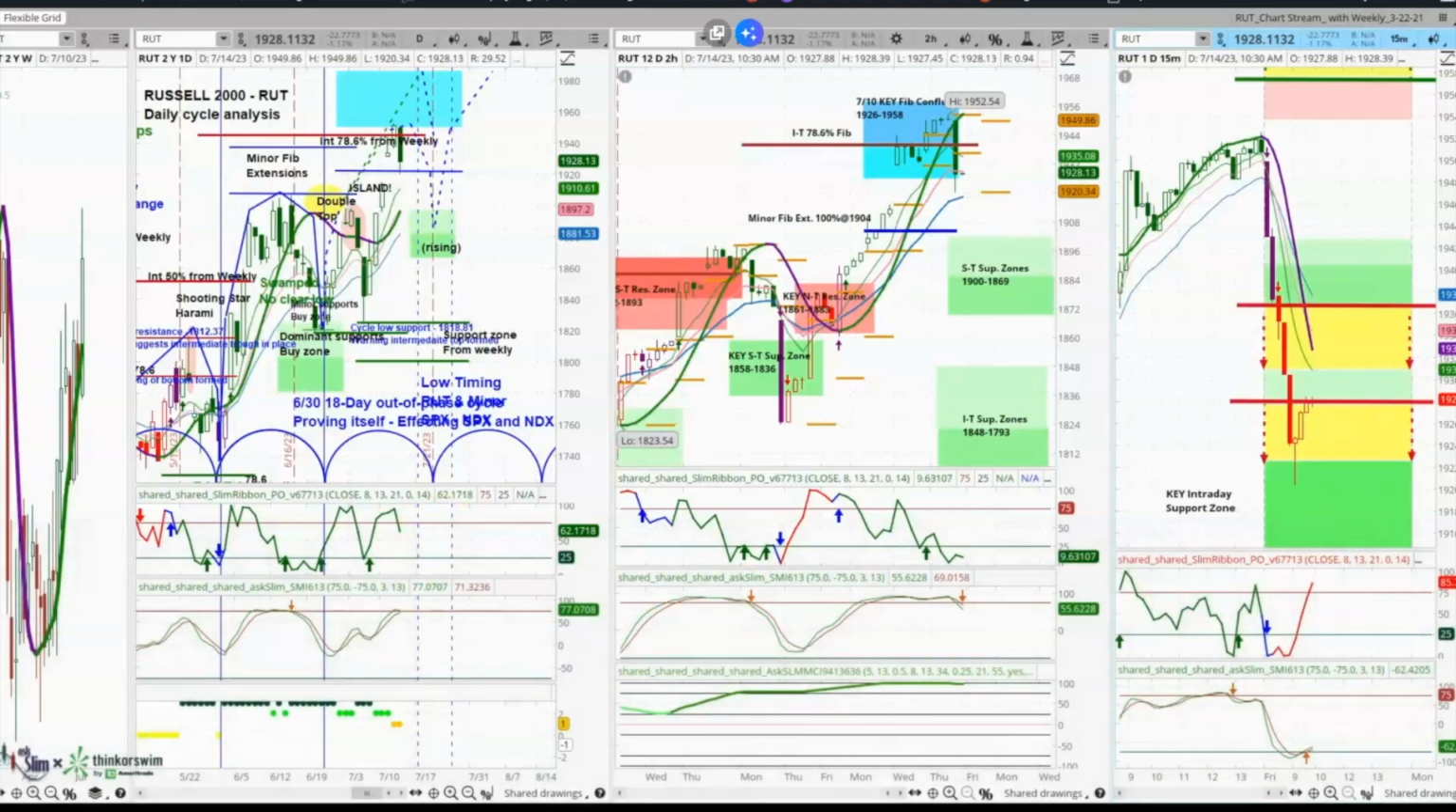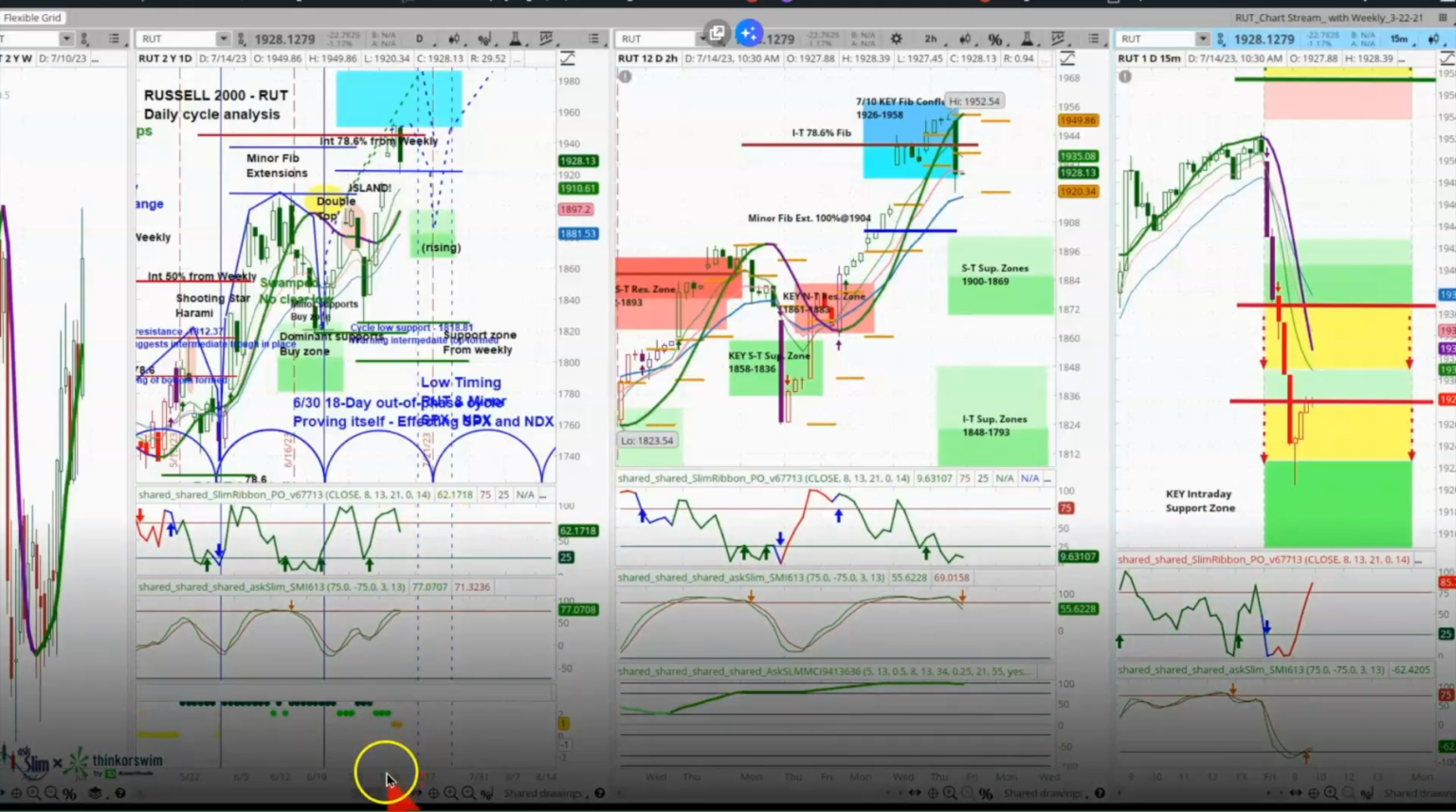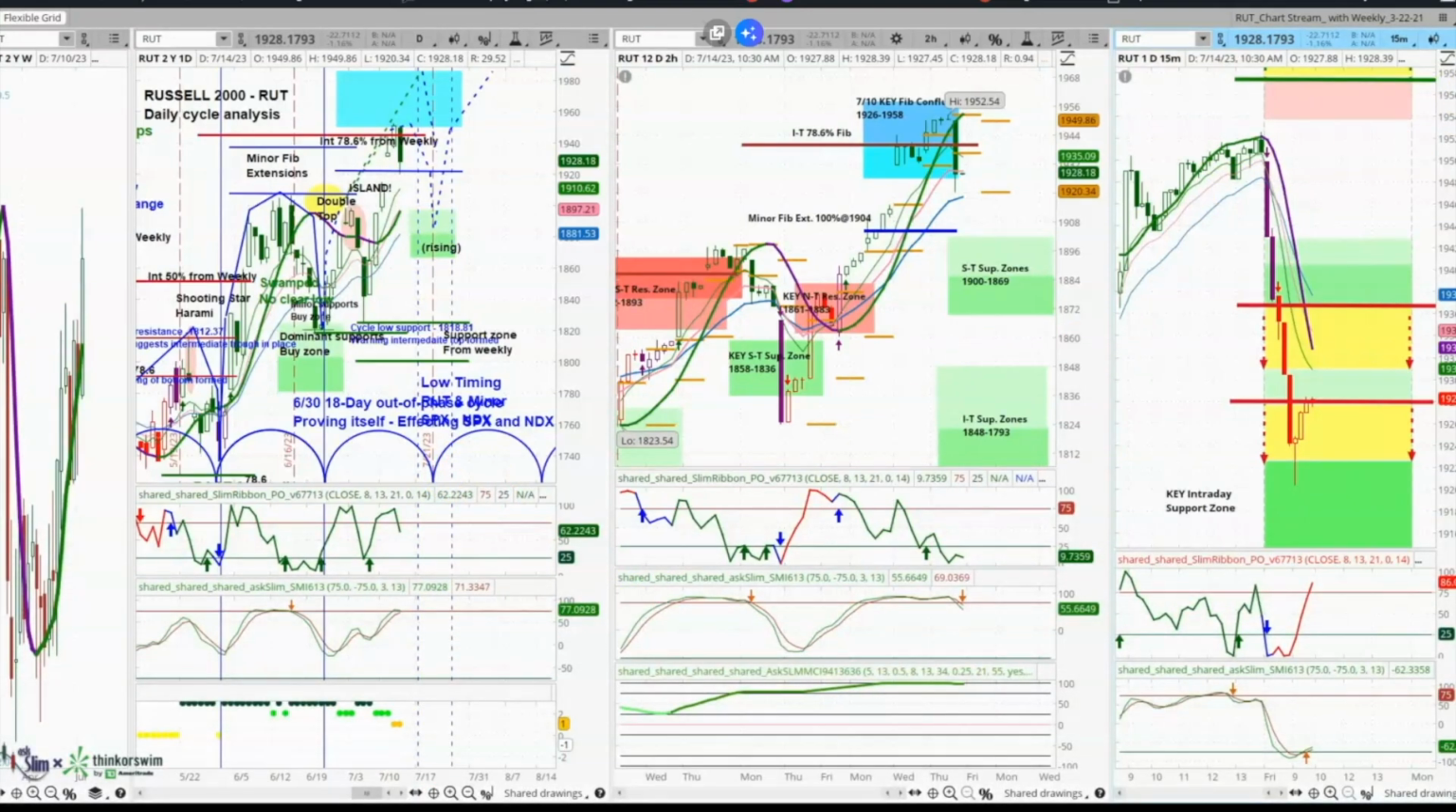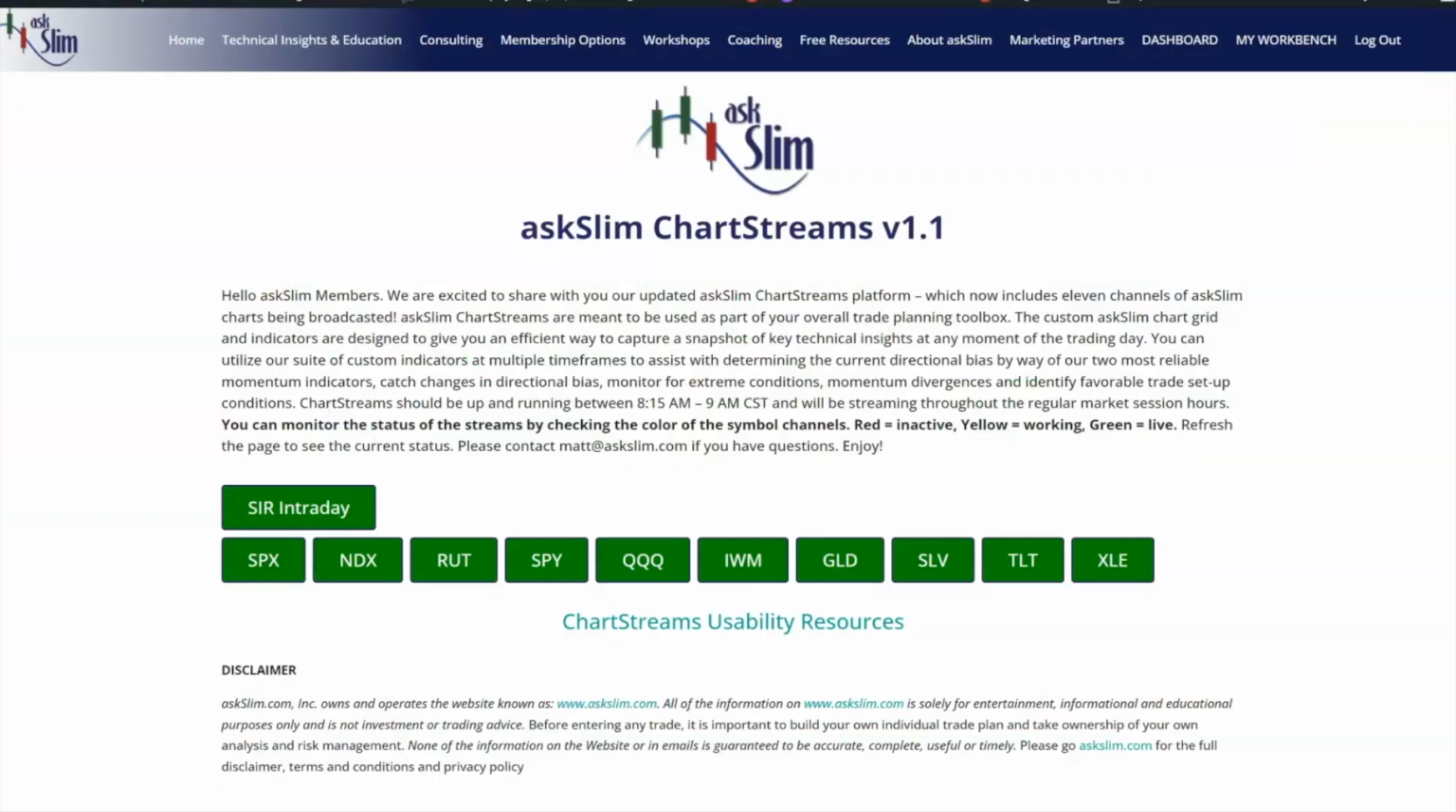But this is what I want you to see. See these two little orange dots right over there? That is telling you the option condition indicator has turned into an extreme overbought condition, and that is causing these declines right over here. It may be an indication that the stock market is about to have that little pullback that we're talking about right there. So extreme conditions right over here in the Russell, and that is telling you that it is likely to be pulling back for just a little bit, and probably influencing the stock market to be stalling in here, at least at some key levels. So that is a look at askSlim chart streams.